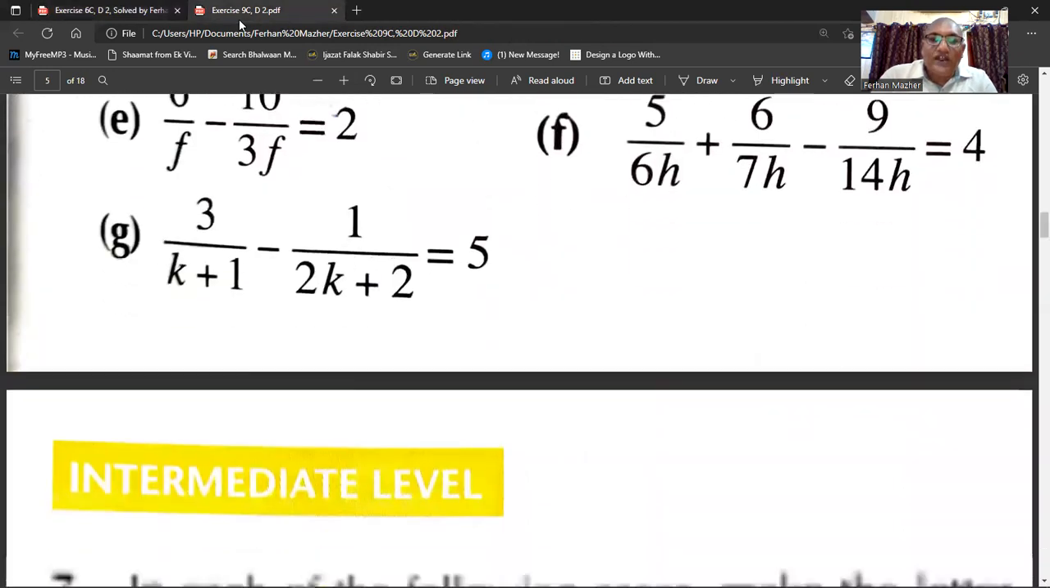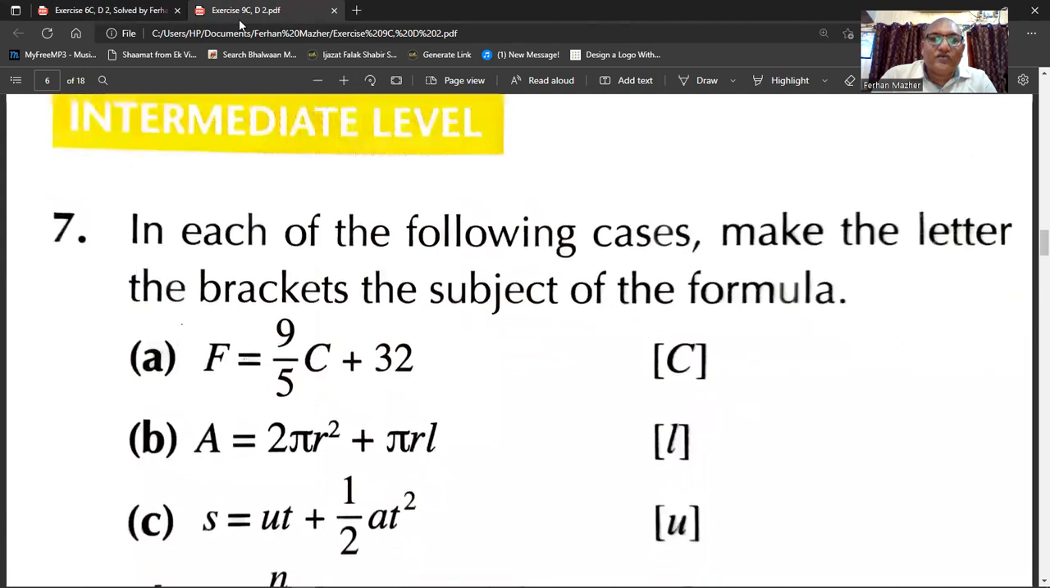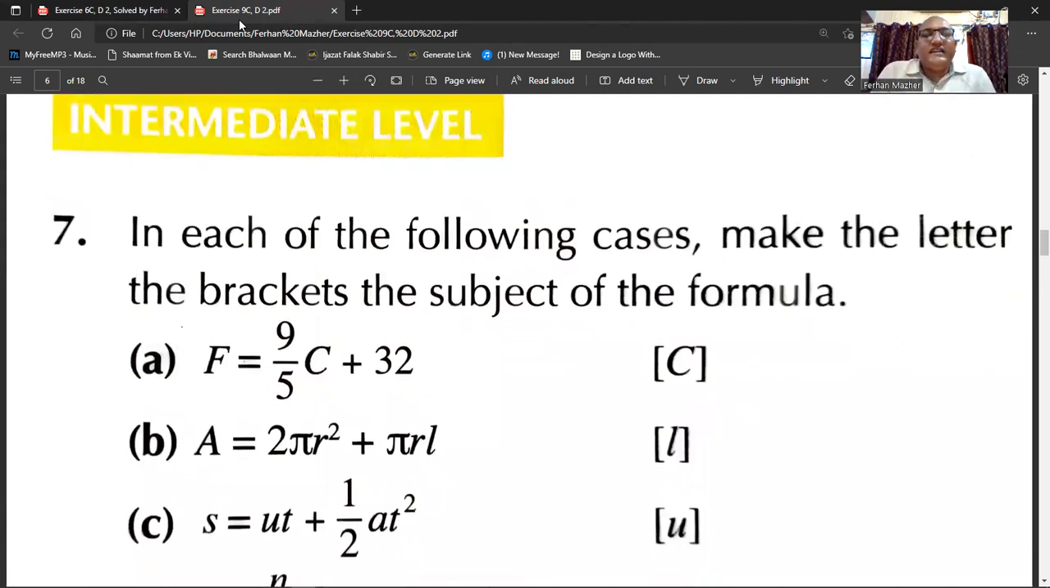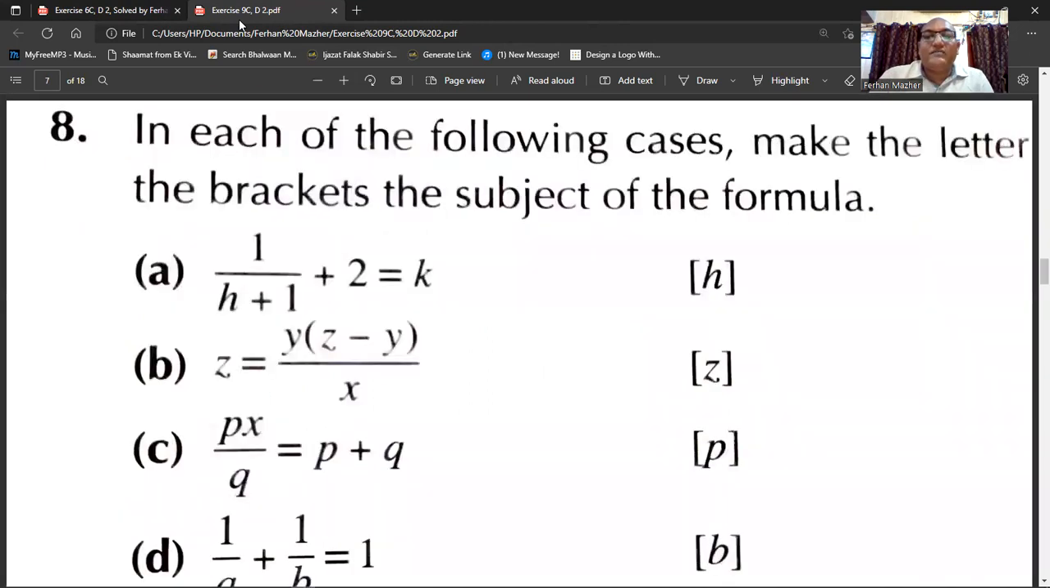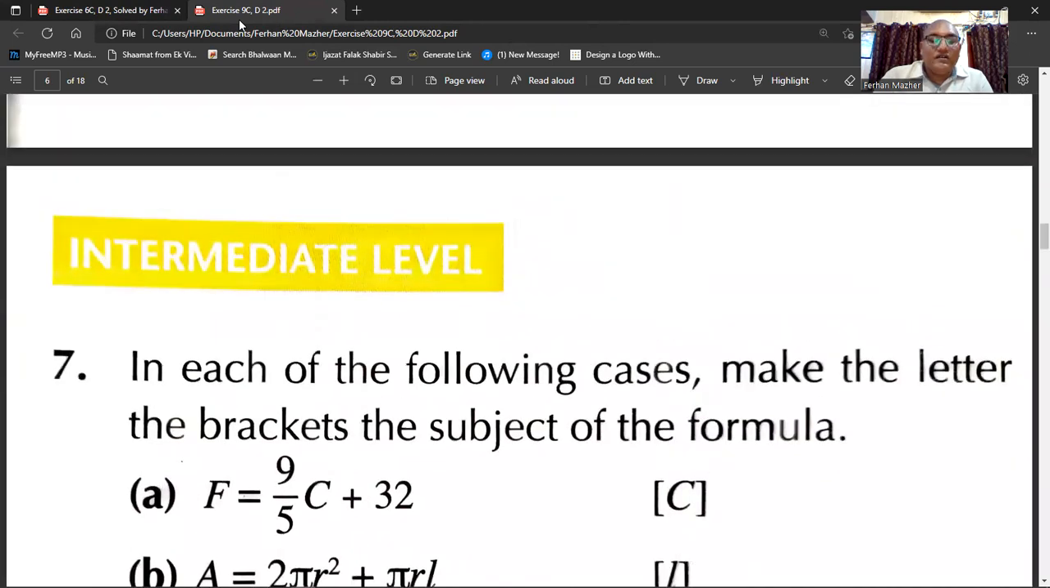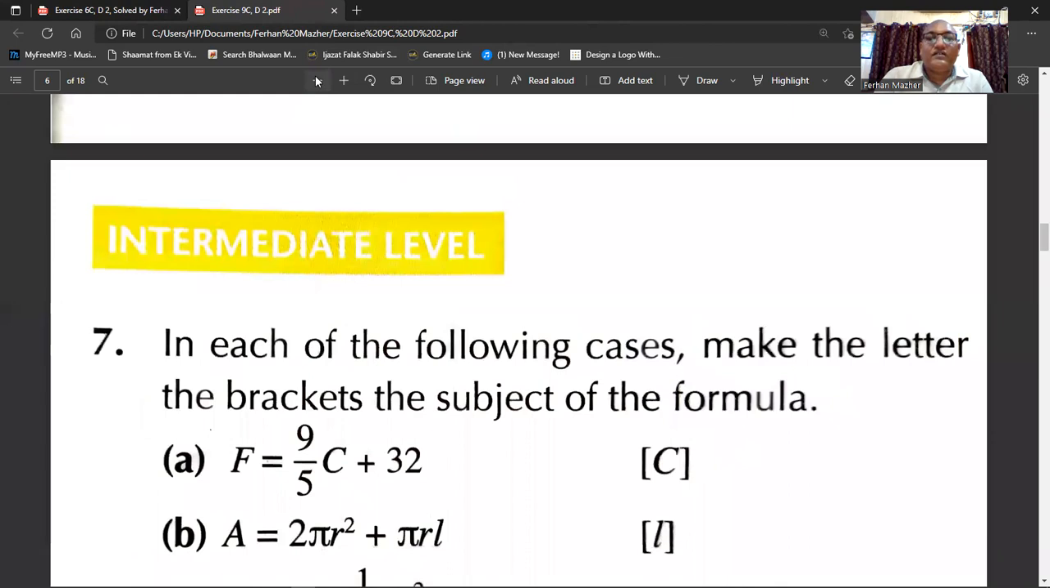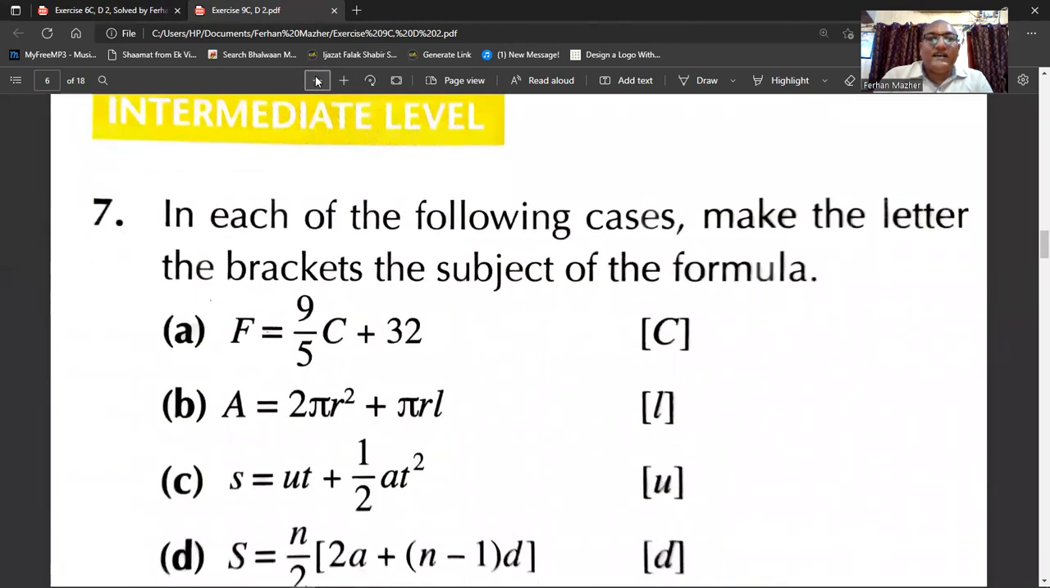Okay, so now we are going to the next question, question number 7. It says, in each of the following cases, make the letter in the brackets the subject of the formula. Sorry, let me reduce the size one step. So your first part is F equals 9c divided by 5 plus 32. We want to make c the subject of the formula.